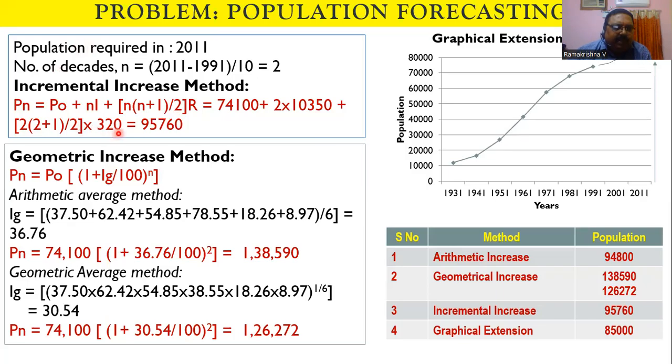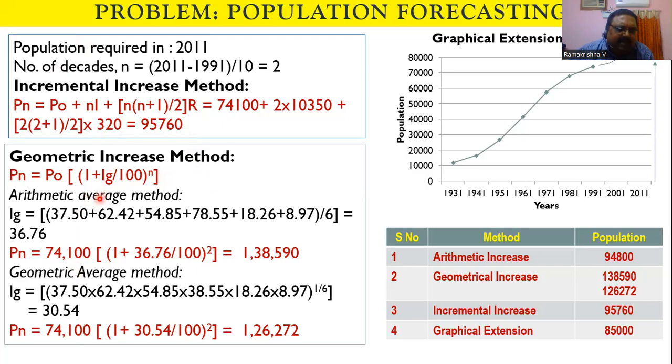That we are substituting here and then comes out to be 95,760. Then the third method, the geometric increase method. Here, in this method, we need to calculate Ig. Ig is nothing but the geometric growth rate. There are two methods, the arithmetic average method and the geometric average method, to compute this Ig.